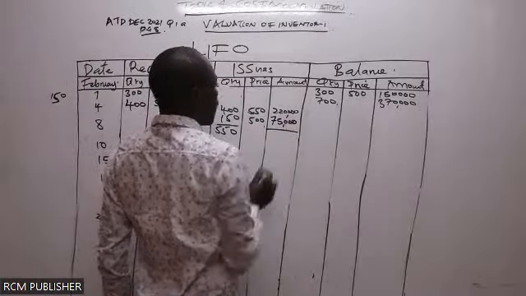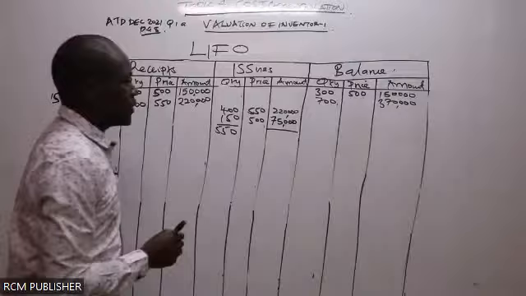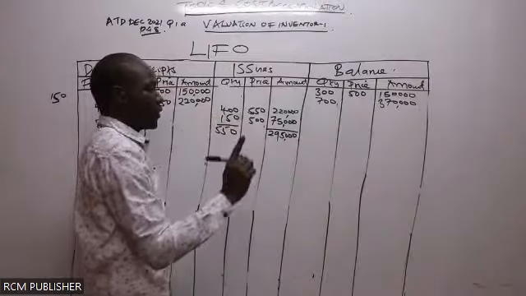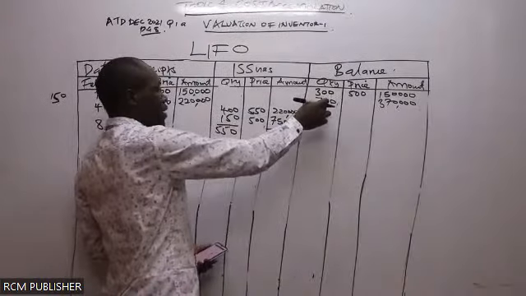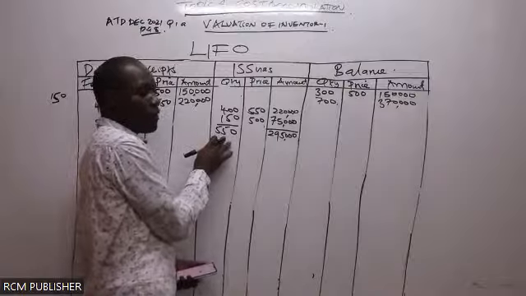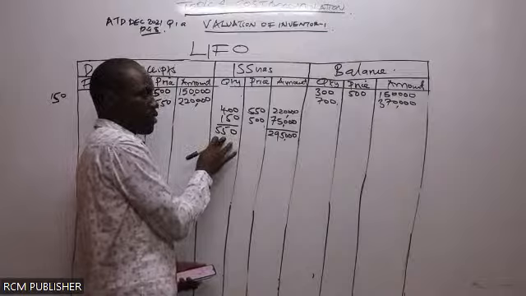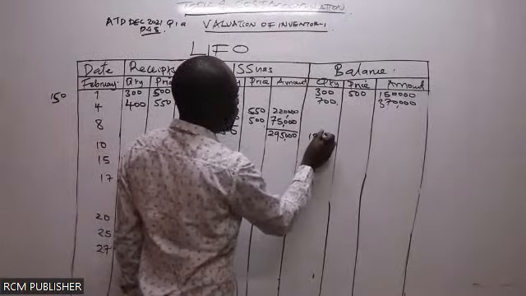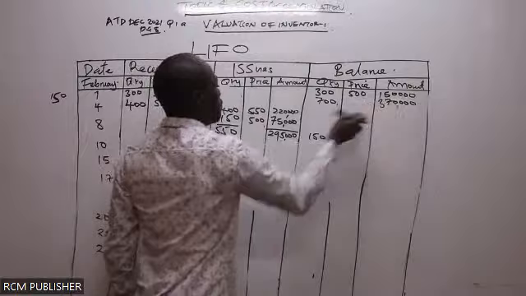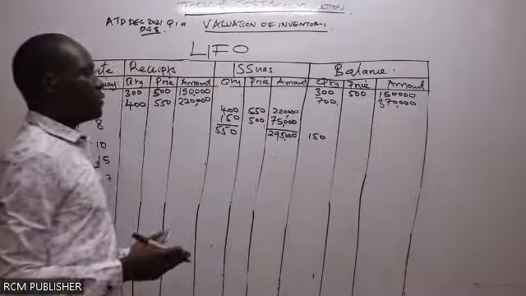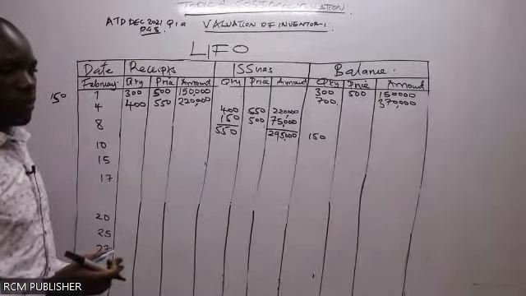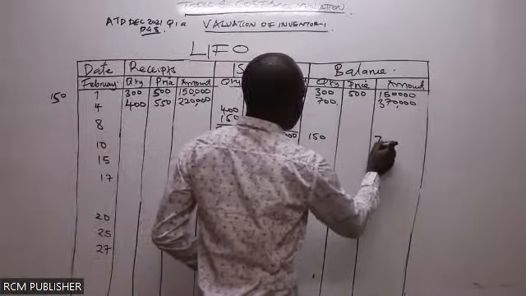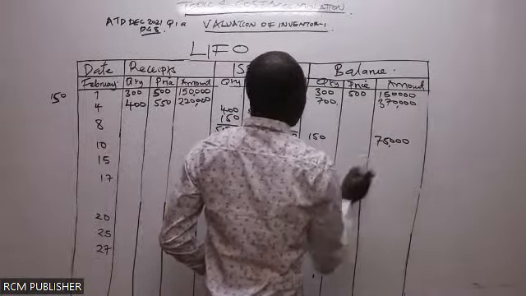If I add these ones here, what am I going to have? With the 75, that is 295,000. I add a total of 700 and I've taken away 550. What will be the balance? The balance remaining in the store is 150. I want you to compare the two. The difference is 370 minus 295, which gives 75,000. That is what we have in the store.